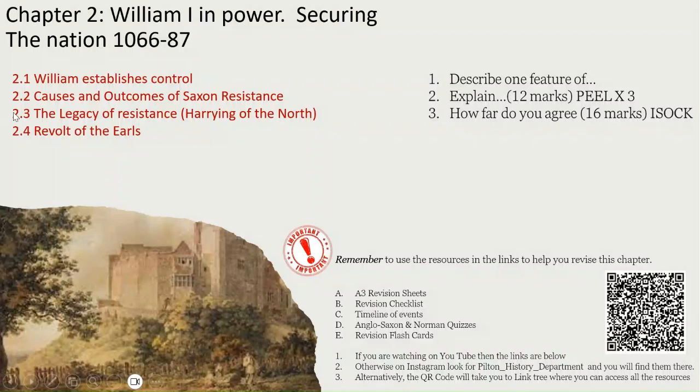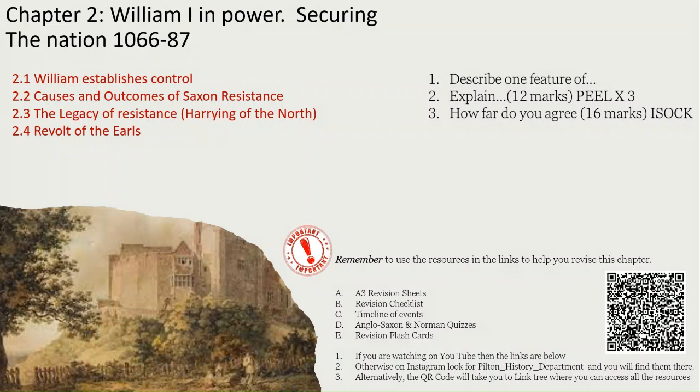Okay, now we're going to look at chapter 2, William in Power, Securing the Nation. In this chapter, we're going to look at how William gains control over England. We're going to look at Anglo-Saxons that didn't like the idea of William being in charge and rebelled against him, and how well or not that went.